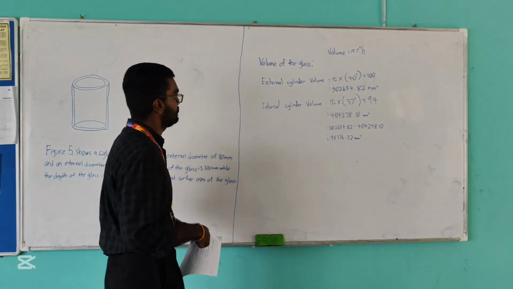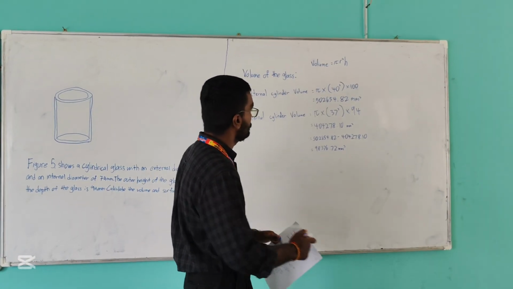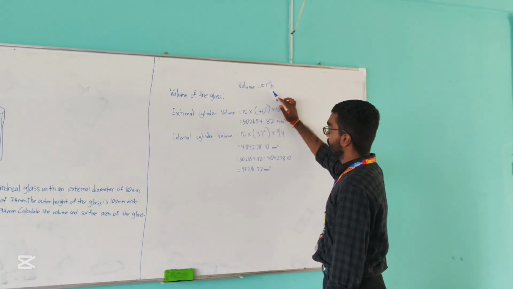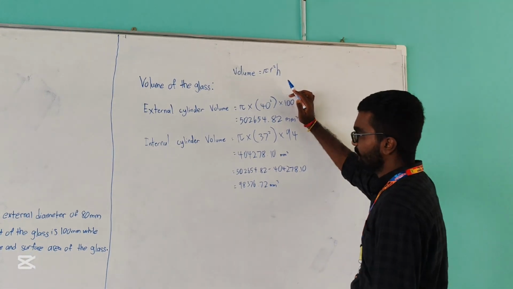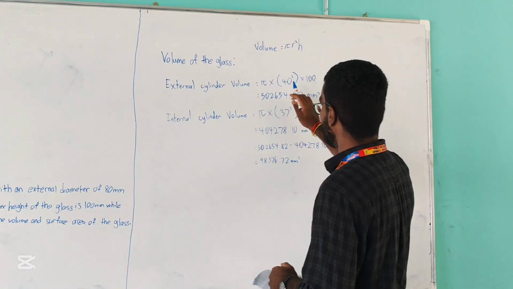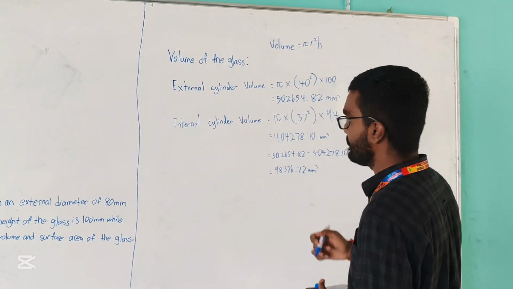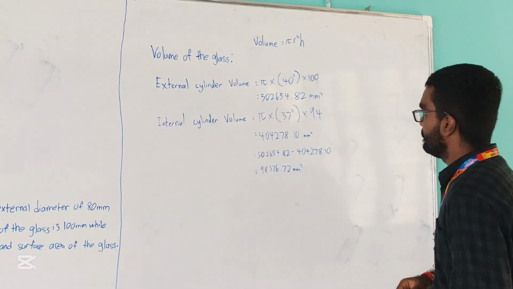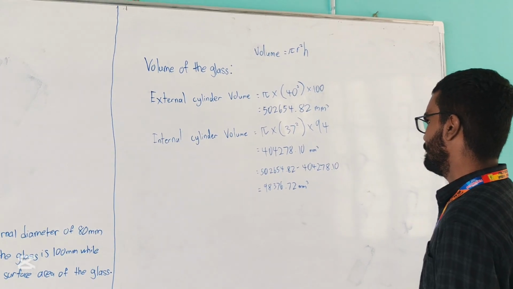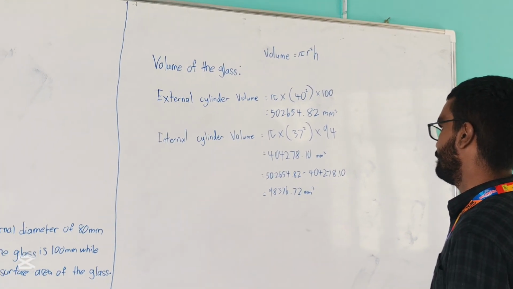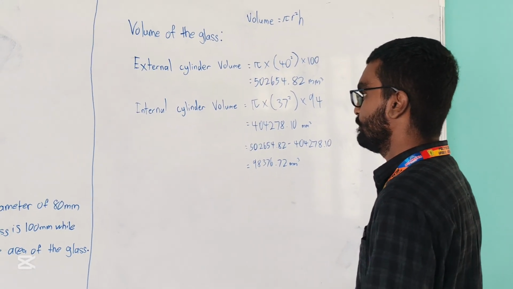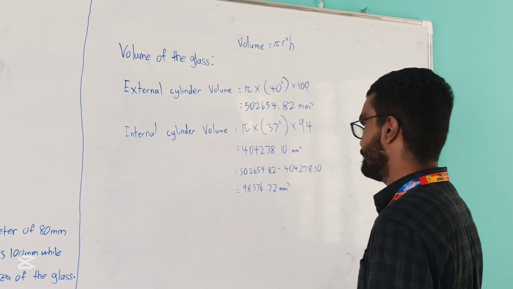First of all, we are going to find the volume of the glass. To find the volume, this is the formula: pi radius square times height. First we find the external cylinder volume, which is pi times 40 square, the radius of the outer cylinder, times 100, the height. The answer is 526,054.82 mm.